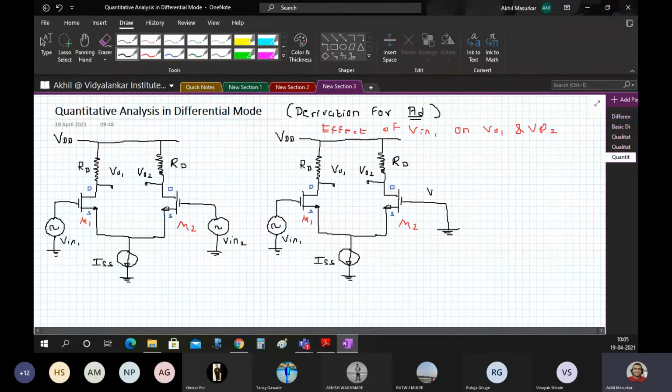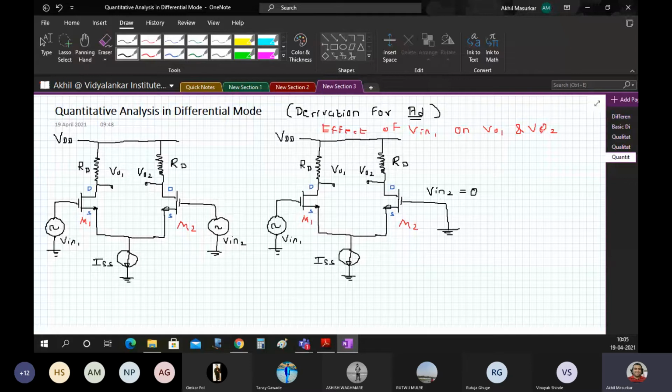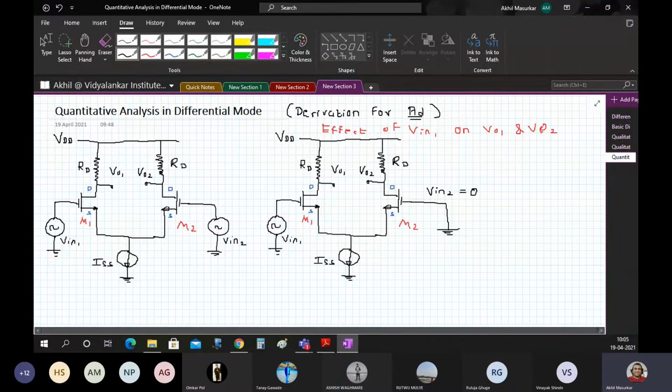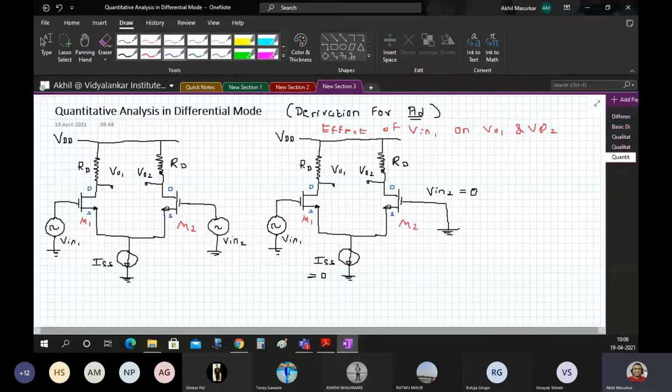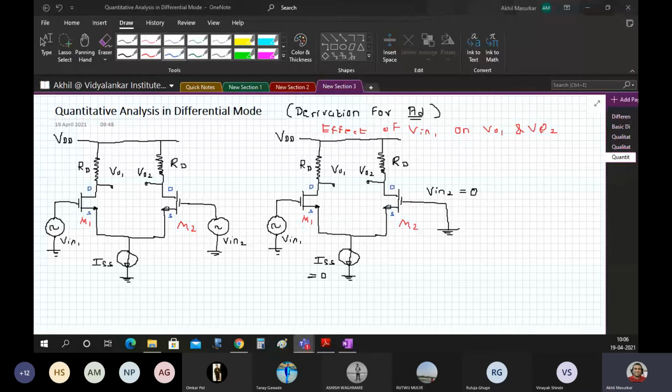So please write this. V in 2 is equal to 0, and the current source also has to become equal to 0. As we all know, current source equal to 0 means open circuit and voltage source equal to 0 means short circuit. So please copy these two diagrams first, then we will move to the next diagram. Once you are done with this, just write done in the chat box.